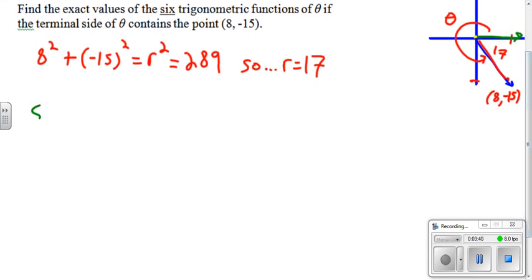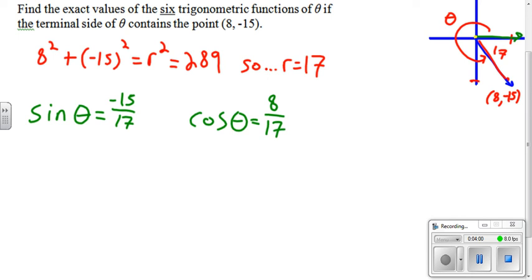We can say then that the sine of theta, going back to our table, is going to be y over r. Our y is negative 15. Our r is 17. Similarly, cosine theta is going to be x over r. X is 8. R is 17. Tangent of theta is going to be y over x. So it's going to be negative 15 over 8. So those are our 3 basic trigonometric functions.